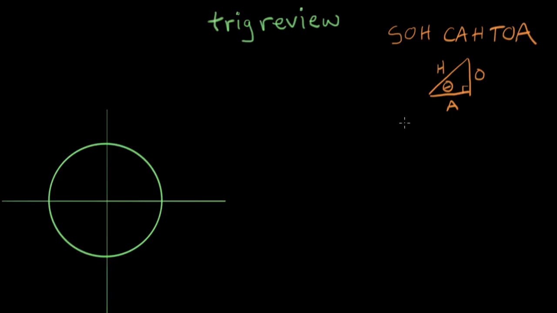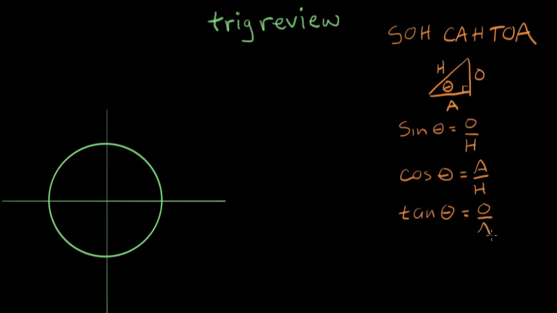So this says that the definition of sine of theta equals opposite over hypotenuse. This phrase here means that cosine of theta equals adjacent over hypotenuse. And the last one here is for the tangent. It says the tangent of theta equals opposite over adjacent. So SOHCAHTOA helps you remember your trig functions.